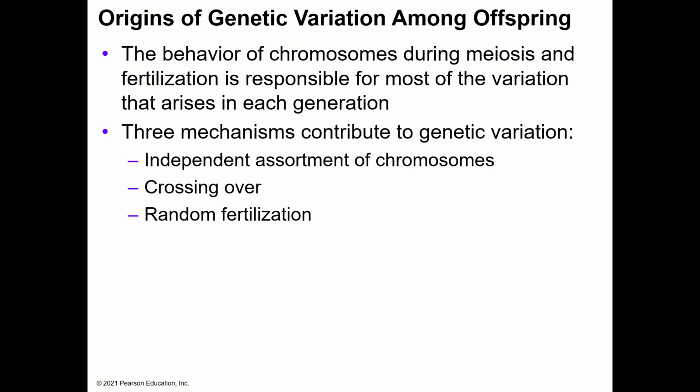Origins of genetic variation among offspring. The behavior of chromosomes during meiosis and fertilization is responsible for most of the variation that arises in each generation. 3 mechanisms contribute to genetic variation: independent assortment of chromosomes, crossing over during synapsis, and then random fertilization. What sperm cell meets which egg cell?